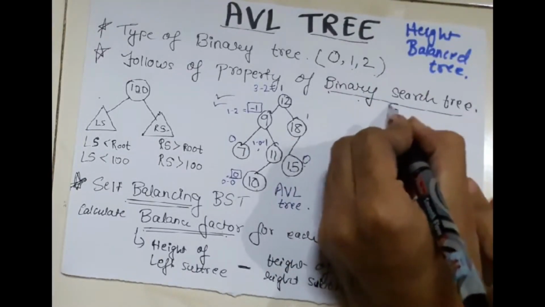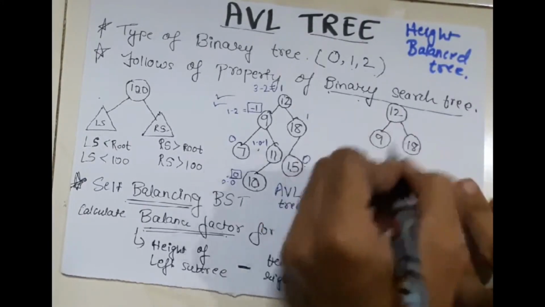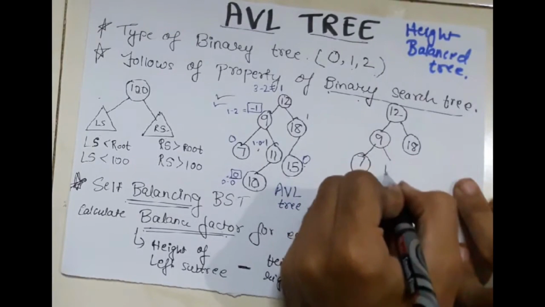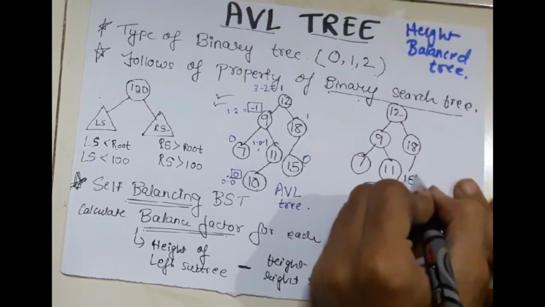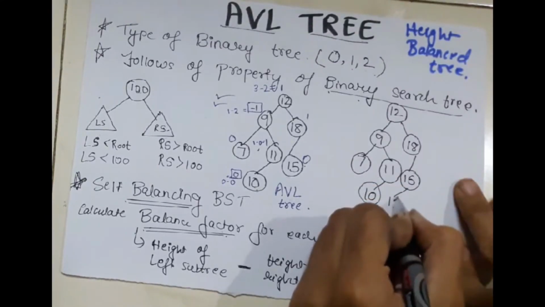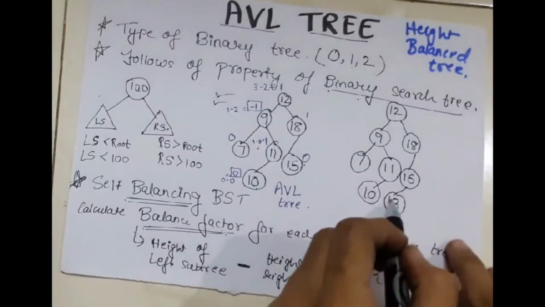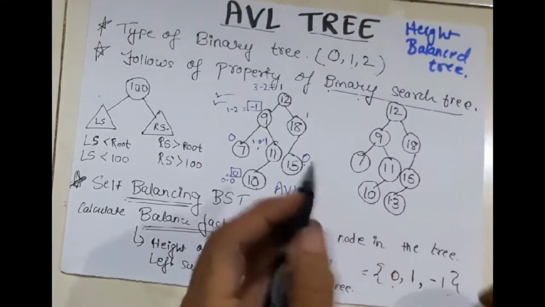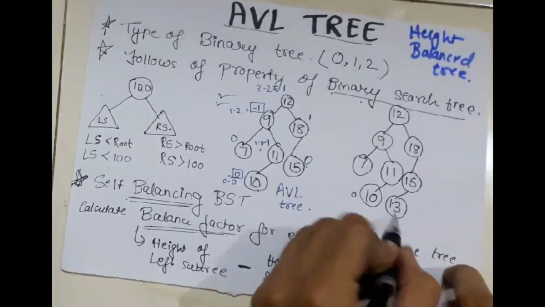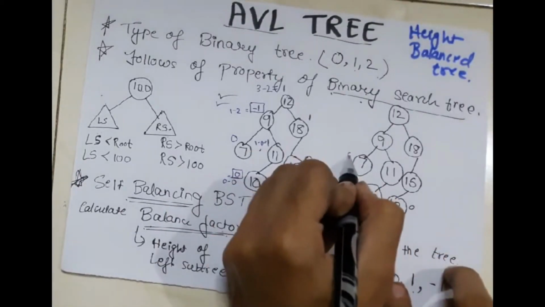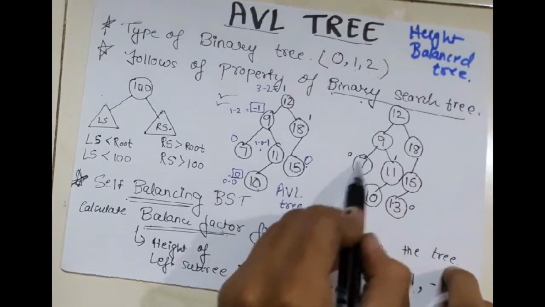I'll insert one more node in this tree. Now, after inserting the new node in this tree, again we have to check the balancing factor for each node. So the balancing factor for node 10 is 0 because left and right subtree height is 0. For 13 also it is 0. For 7 also it is 0. For 11 it is 1 minus 0. So 1. For 9 it is 1 minus 2.